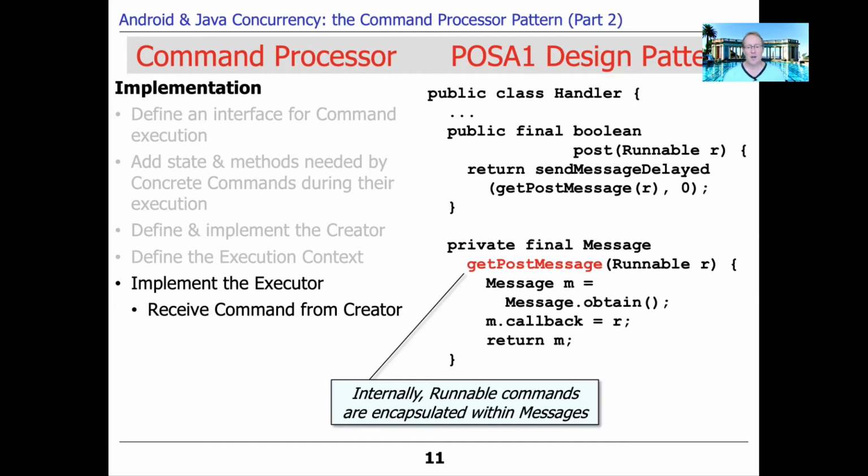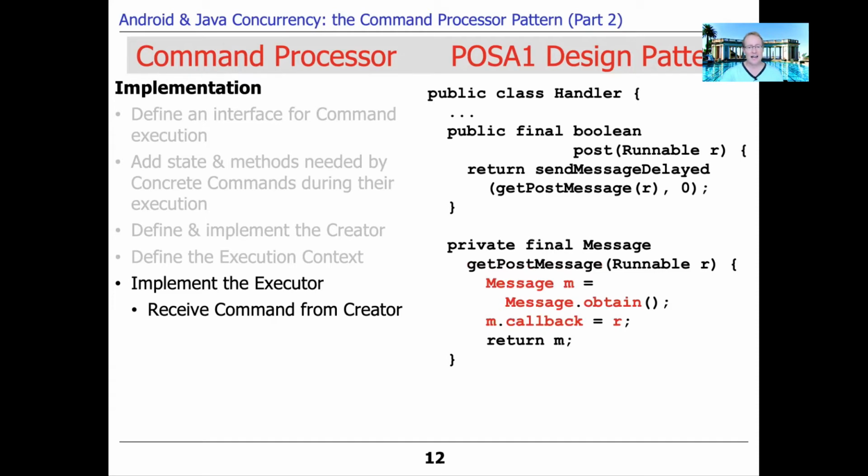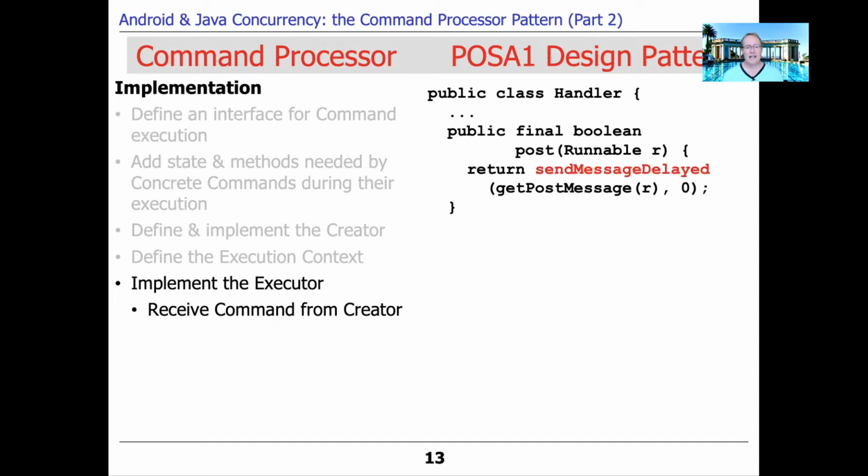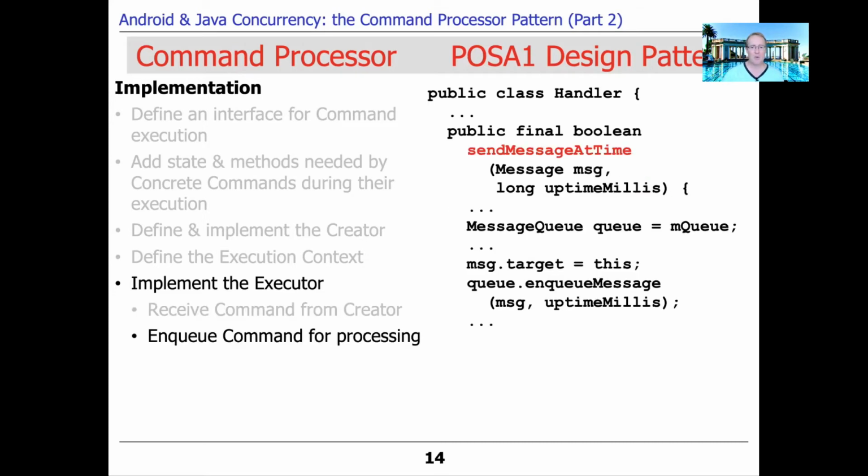You can see here that when the Android framework is working with runnables, the HaMeR framework takes a runnable and makes something called a post message, where it makes a new message by calling the obtain factory method on the Message class, and then it encapsulates the runnable in the callback field in that message and returns it. You can see that logic being done here. The sendMessageDelayed method calls getPostMessage to convert the runnable into a message, and then it goes ahead and posts that message.